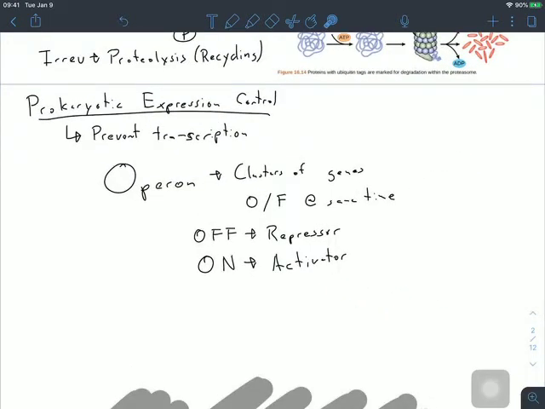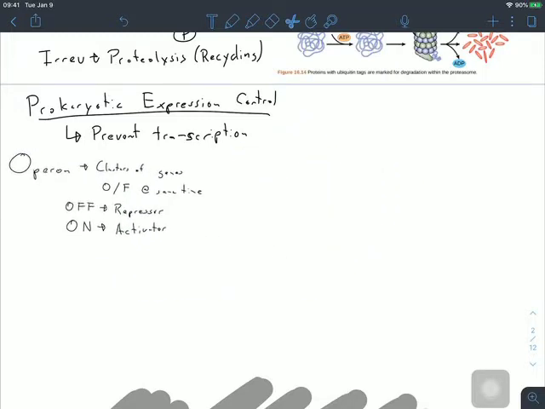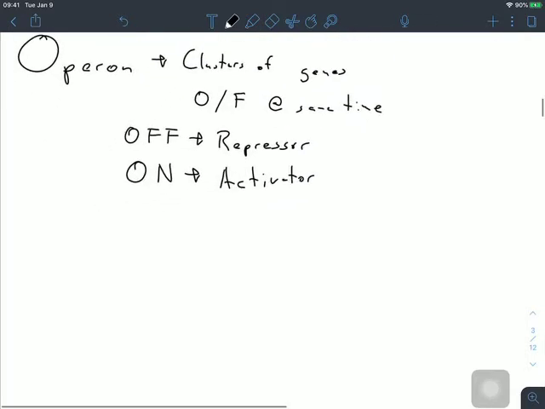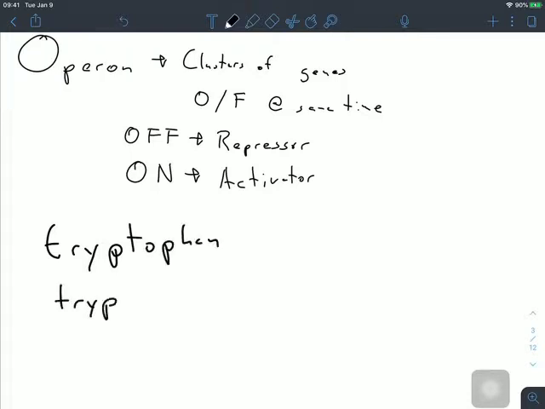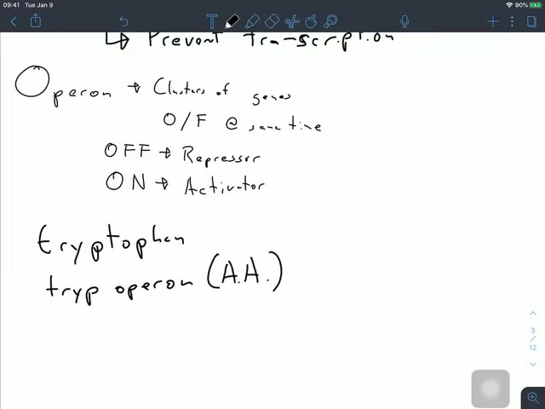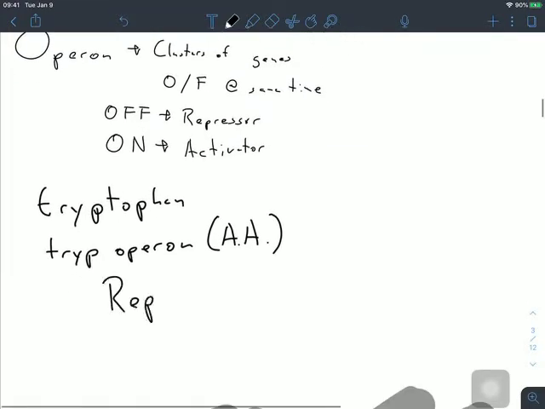So we're going to look at this process of operon control in two specific examples. The first is the tryptophan operon, or the trip operon. Tryptophan being an essential amino acid that's used in many different protein synthesis as well as other functions within the organism. And this trip operon is known as a repressible operon.